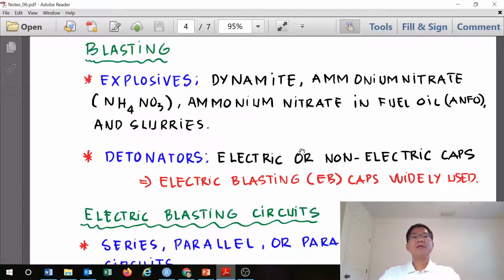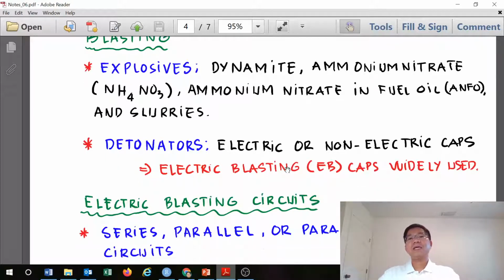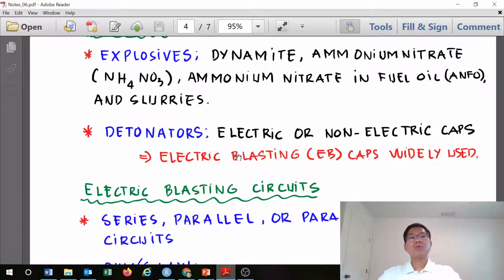And to do that, we need to have a detonator. Basically, they can be classified into two types, electric or non-electric caps. In this class, we focus on electric blasting, EB caps, because they are widely used. And blasting will create a vibration. Surrounding buildings may vibrate somewhat. So those are the two materials we need to do the blasting. So drill, make a hole, put the explosive in, the detonator, and then use electric blasting to ignite, and then it will explode and give you the rock you want.